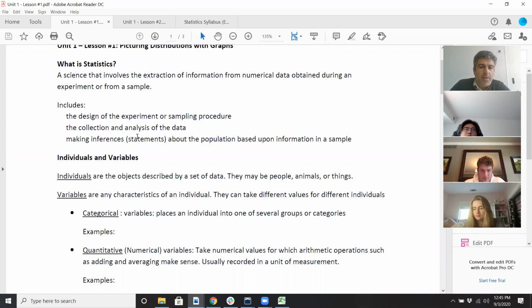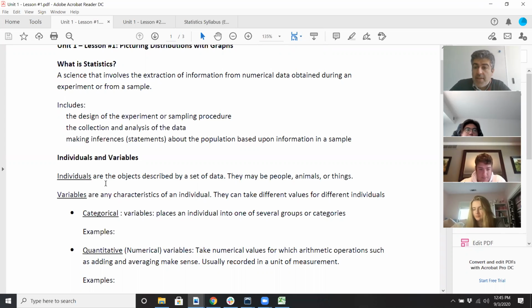So Aidan, let me have you read the part about individuals and variables. Go ahead and read that part, please. Okay. Individuals are the objects described by a set of data. They may be people, animals, or things. Variables are any characteristics of an individual. They can take different values for different individuals. You can stop there. Perfect.